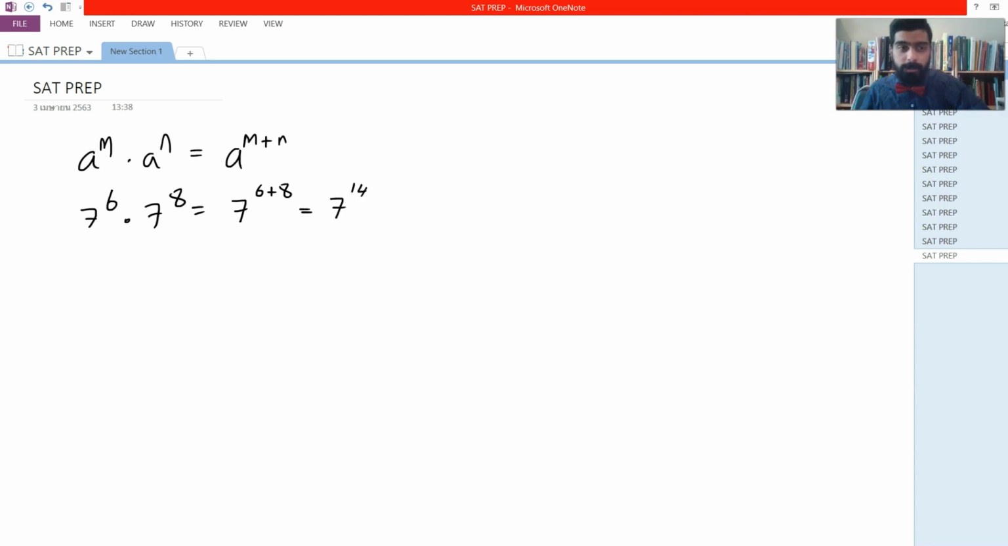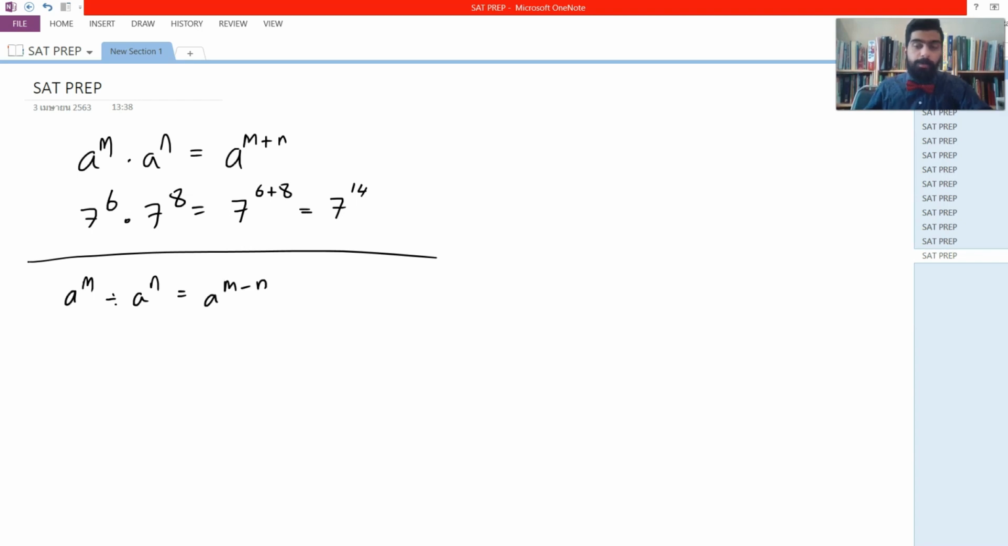Now the next one we'll be looking at is a to the power of m divided by a to the power of n, which will equal a to the power of m minus n. In other words, if we have 7 to the power of 9 divided by 7 to the power of 6, we will have 7 to the power of 9 minus 6, which is equal to 7 to the power of 3. In these cases, you either can solve for a final answer or you can leave it as it is like this, depending on the question.